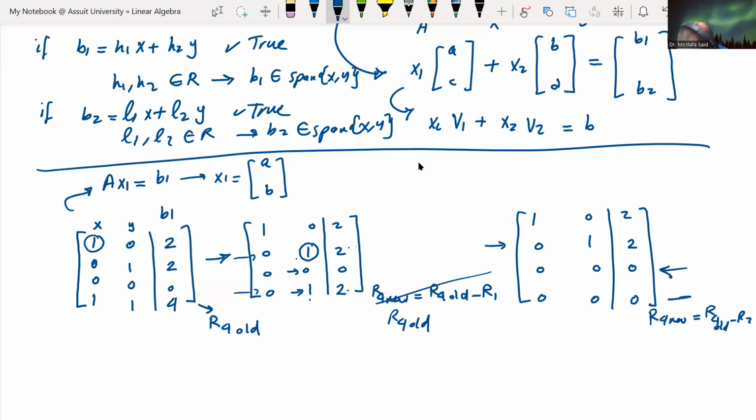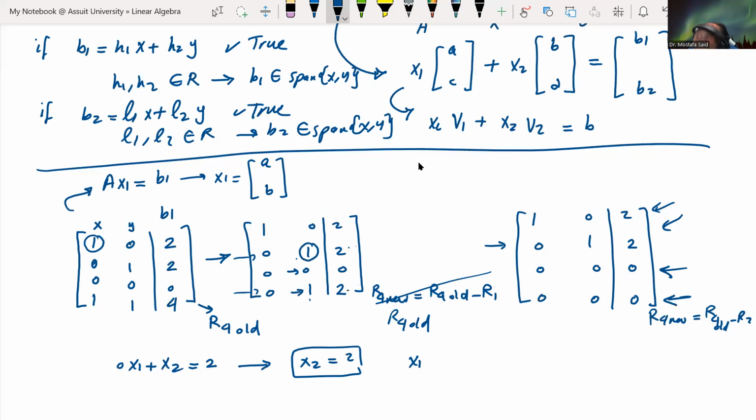Basically, these two equations just vanish. It looks like they were dependent on the other two equations, equation 1 and equation 2. We end up with these two equations now. The second equation is 0x1 plus x2 equals 2, and from that, x2 equals 2. The first equation is x1 plus 0x2 equals 2, and from that, x1 equals 2.